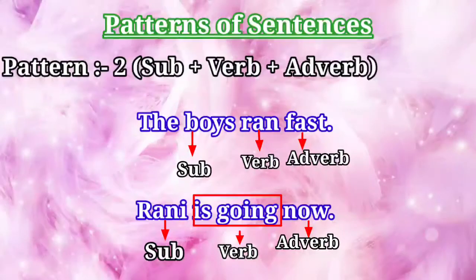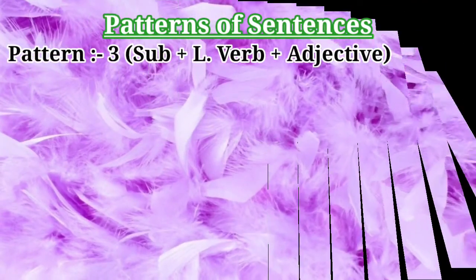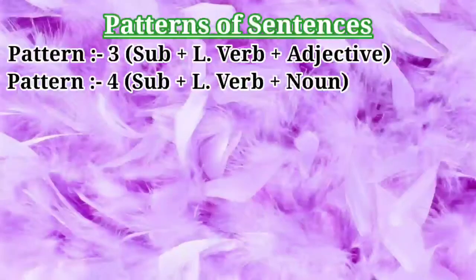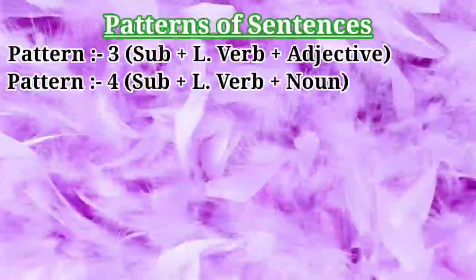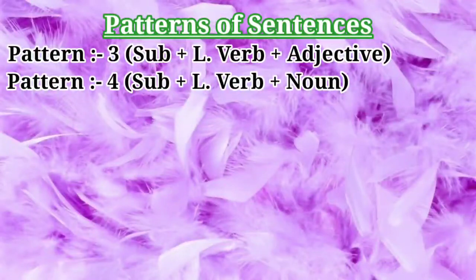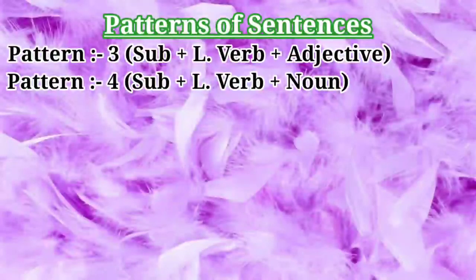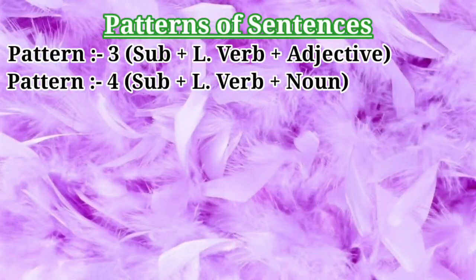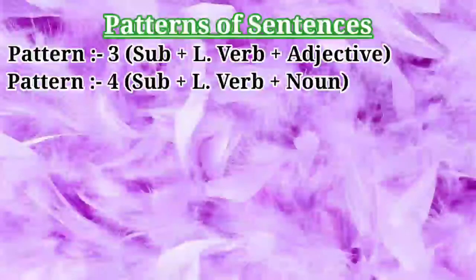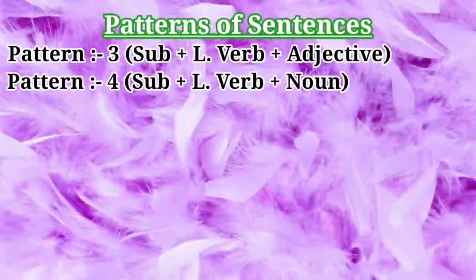Clear? Okay. The next pattern, pattern number 3 and 4. Subject plus linking verb plus adjective. Subject plus linking verb plus noun. This one is very important children. Here you may get confused because the linking verb is similar to the helping verb. So how can you differentiate them? Remember children, as linking verb and helping verb look alike, so let's take them as general verb.